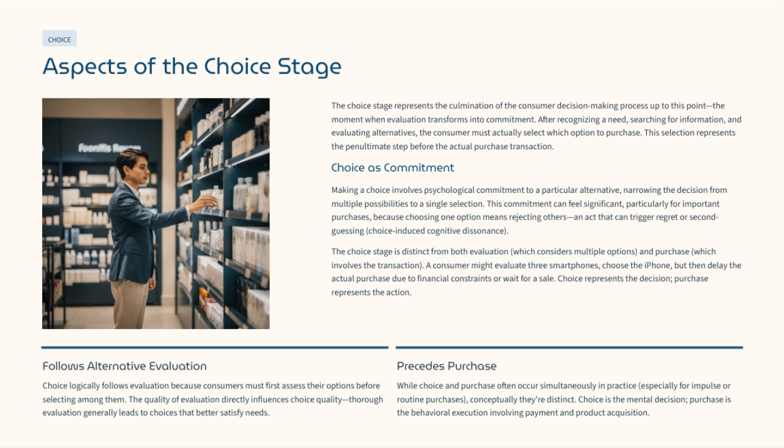The choice stage is different from just evaluating alternatives. Evaluation involves considering multiple options, like comparing 3 smartphones. When you finally decide on the iPhone, that's the choice. But the purchase itself might be delayed due to financial reasons or waiting for a sale. So, the choice is the decision, and the purchase is the action that follows.